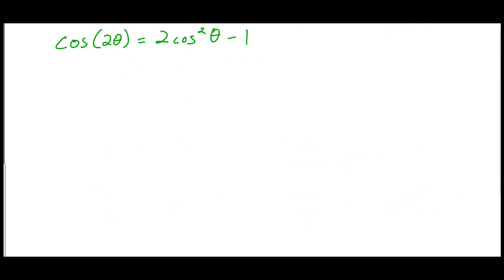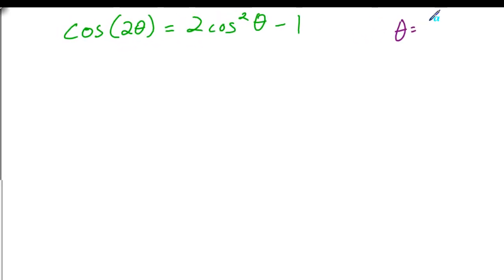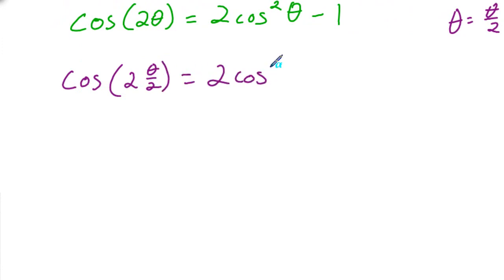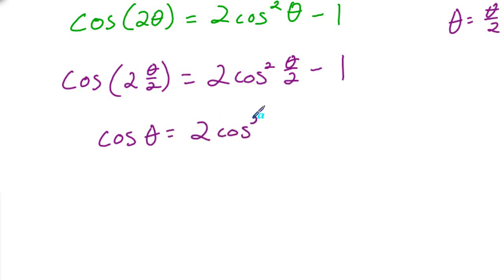So ultimately, solving for the half angle, if we take the double angle formula, which we have here, and say we're going to substitute theta with theta over 2, this becomes cosine of 2 times theta over 2, and 2 cosine squared of theta over 2 minus 1. Well, this comes out to cosine of theta equaling 2 cosine squared theta over 2 minus 1. And we're trying to find that half angle formula, so we're going to isolate that.